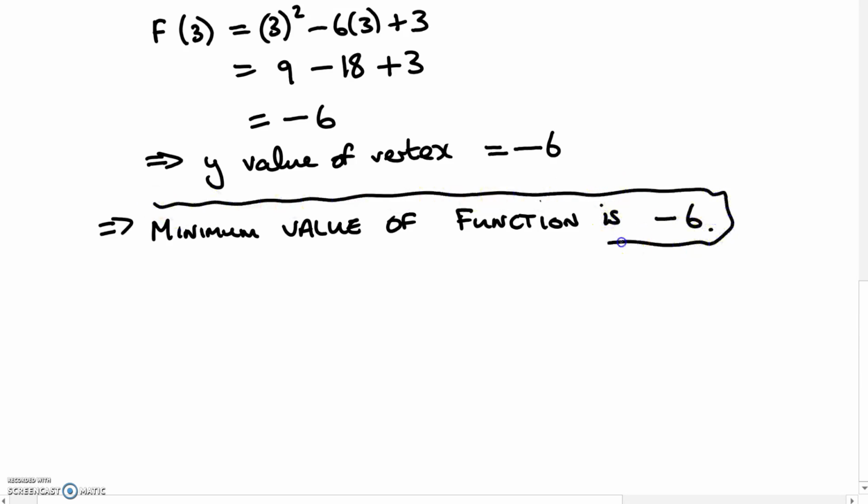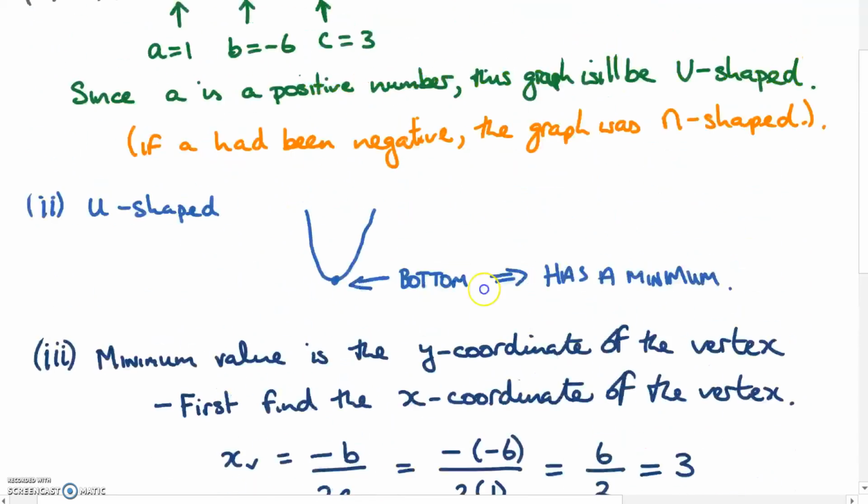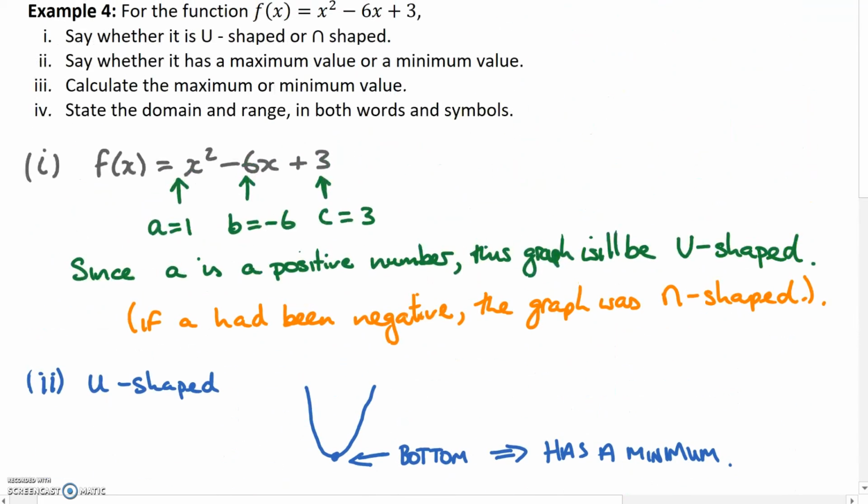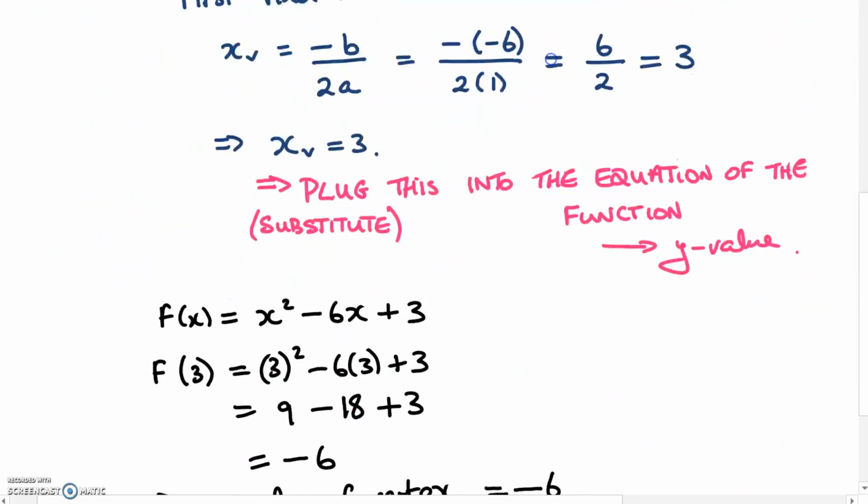Okay, that's the minimum value of the function. Okay, so that's the first 3 parts of it done. And the fourth part of this question will state the domain and range in both words and symbols. Okay, so we're on to part 4.